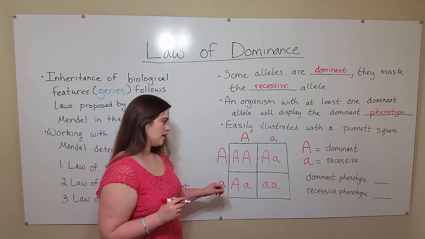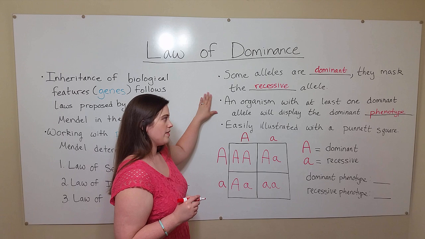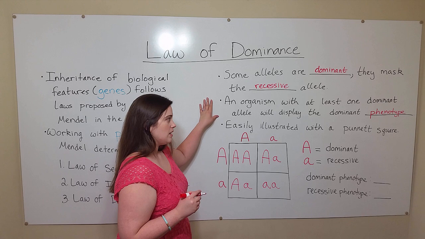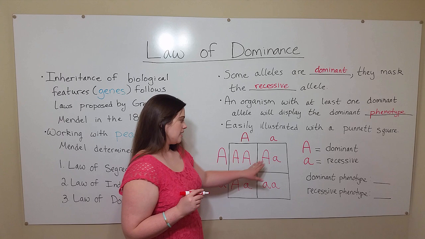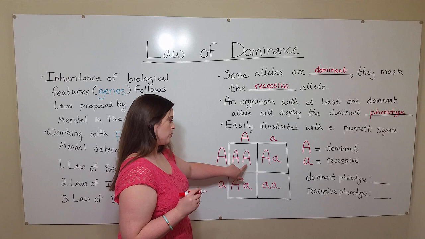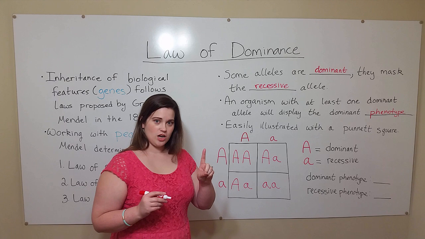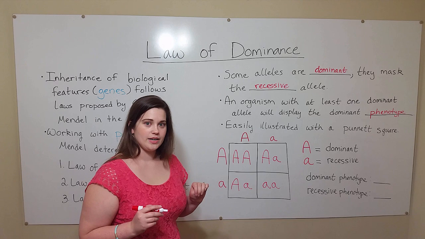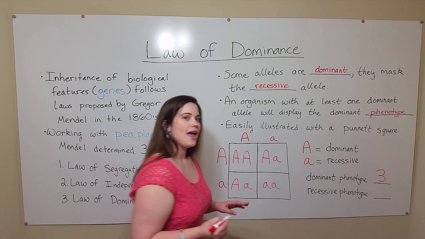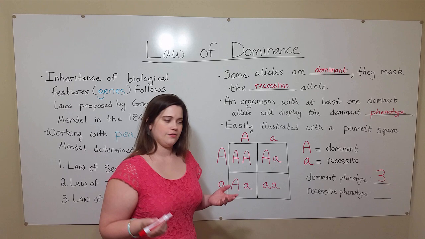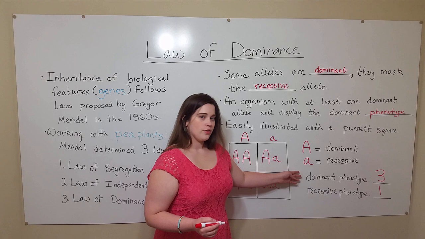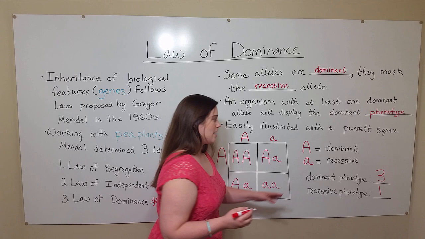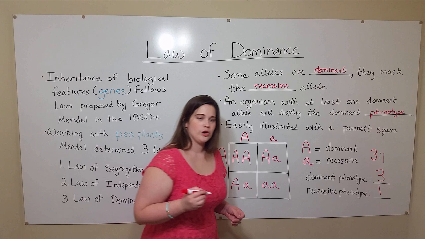Now, let's go back to this point of the law of dominance. An organism with at least one, meaning one or two, so at least one dominant allele will display the dominant phenotype. So, which of these possibilities will display the dominant phenotype? Well, this one will because it has two dominant alleles. So will these other two because they have one dominant allele. So of the four possibilities, three display the dominant phenotype. And the remaining one is two recessive alleles, so it displays the recessive phenotype. And you see these numbers here, 3 dominant phenotype to 1 recessive phenotype. This is that 3-to-1 ratio that you learn about when learning about monohybrid crosses.